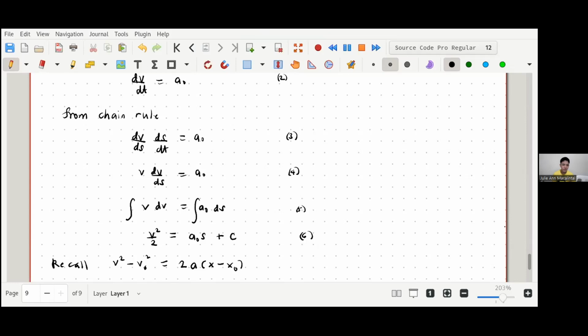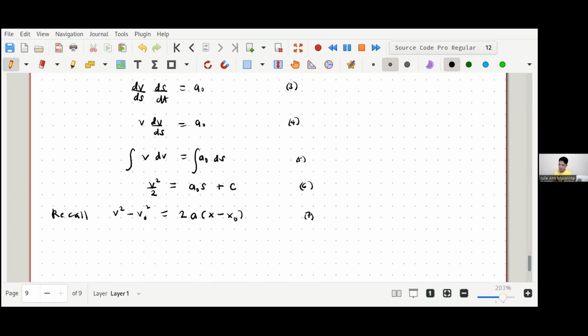So, ibig sabihin, yung equation na to, kaya natin makuha by using yung initial conditions. Ginagamit natin s dito, pero previously, ginagamit natin sa physics x. So, pwede natin i-translate yan into physics notation na v square over 2 is equal to a x plus a constant. Ang a sub 0, papalitan natin ng a. Yung s, gagawin natin x.